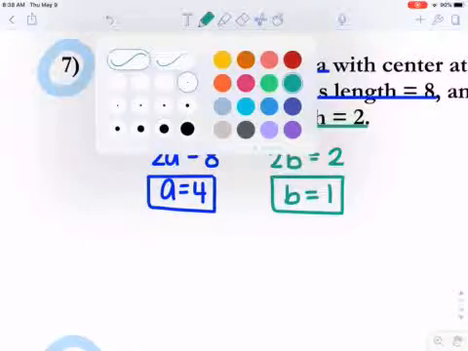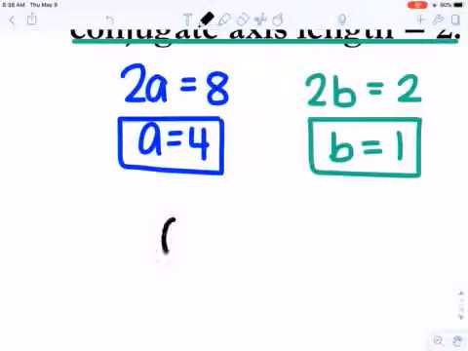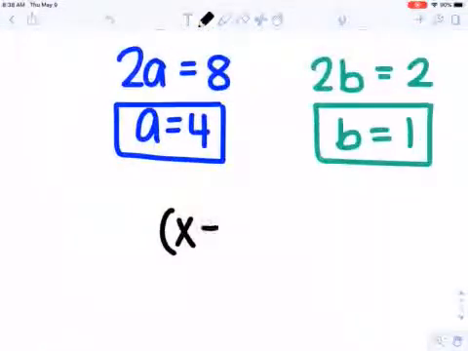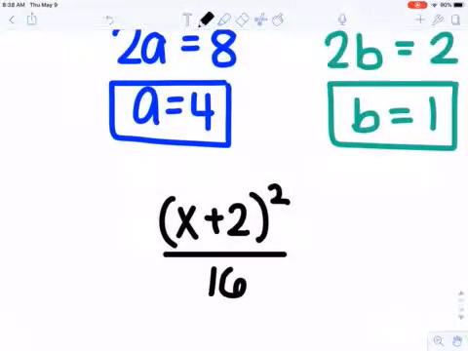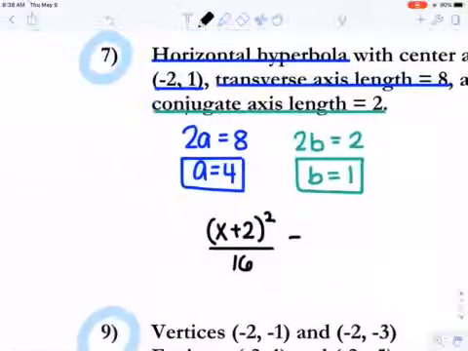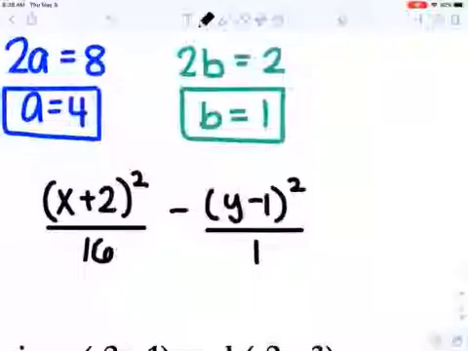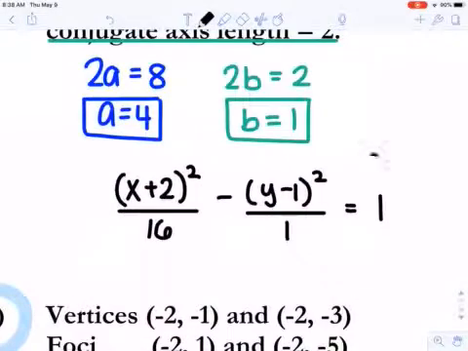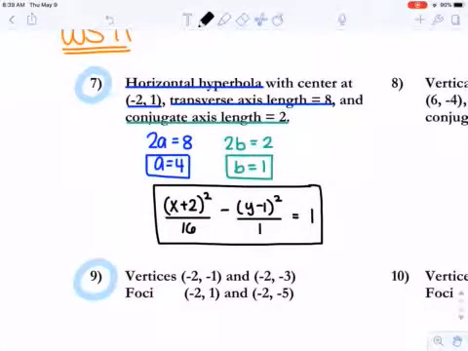So let's write our equation. It's horizontal, so that means x has to go first. So it's x plus 2, quantity squared, and so it's going to be A squared underneath, which is going to be 4 squared, which is 16, minus, because it's a hyperbola, y minus 1, quantity squared, over b squared. So 1 squared is 1. And that is equal to 1. And I'm done. So all I need to know is the direction, the center, the A, and the B.